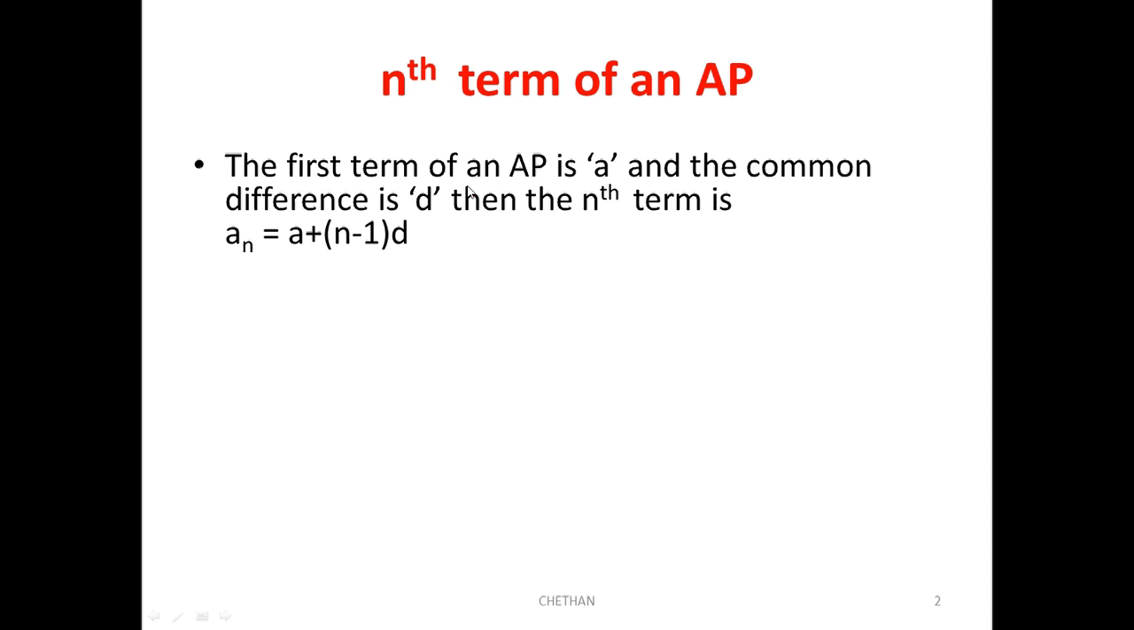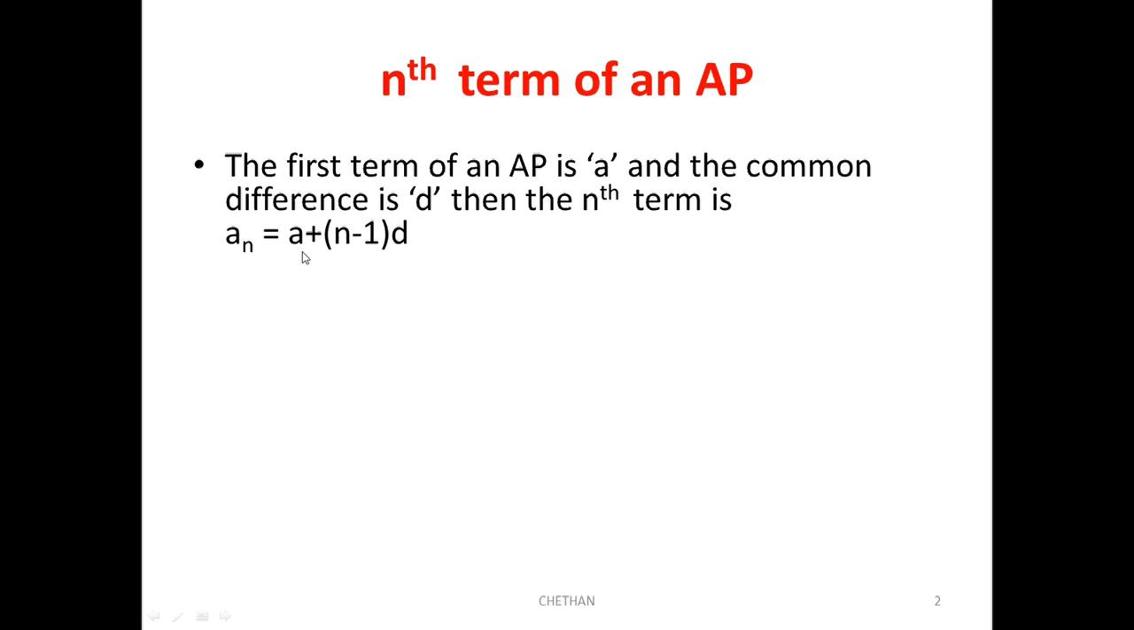The first term of an AP is a and the common difference is d. Then the nth term is an equals a plus (n minus 1) into d. This is the general formula to find the nth term of a given AP. Using this formula, we calculate the nth term.